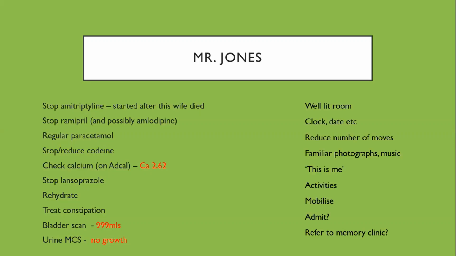And then again, think about the environment, think about orientating these people, trying to provide consistency. This Is Me is a really good document that people may have seen. So asking relatives to fill in information about this person. What do they like? What's their background? What was their job? And things that might help you orientate them and reassure them. Think about activities. Do you need to admit these people at the front door? Sometimes admitting them to hospital can make things worse. Think about that change in environment.